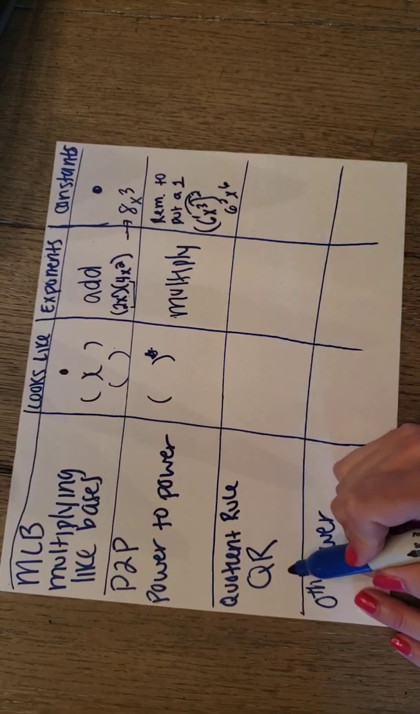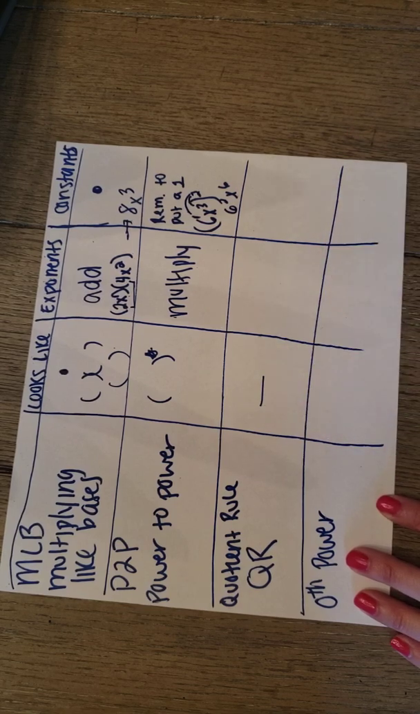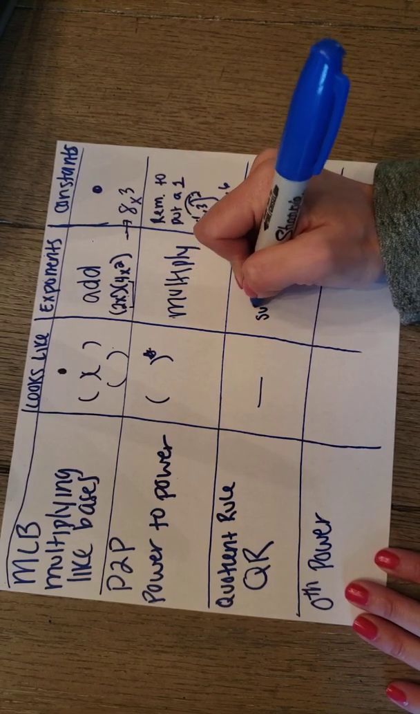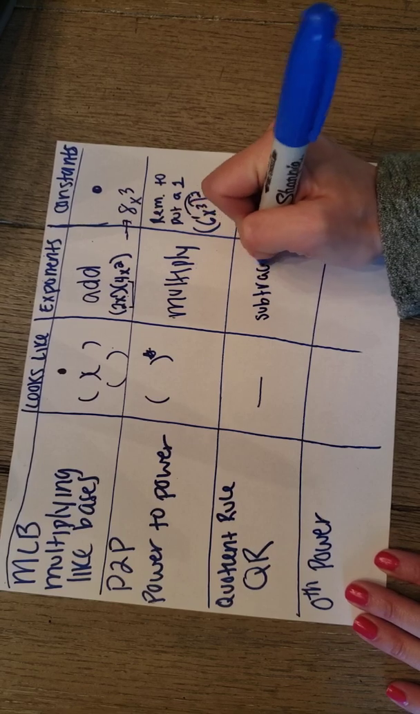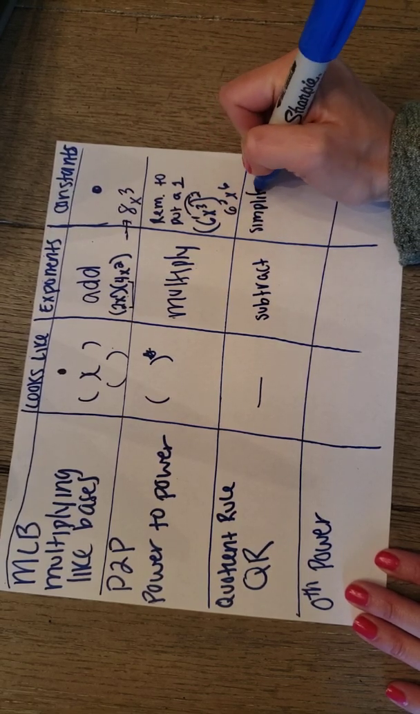Quotient rule is going to be abbreviated QR. That's always going to be when you have a fraction bar. So whenever you see a fraction bar, it's the quotient rule. You subtract your exponents, and your constants, you just simplify the fraction.